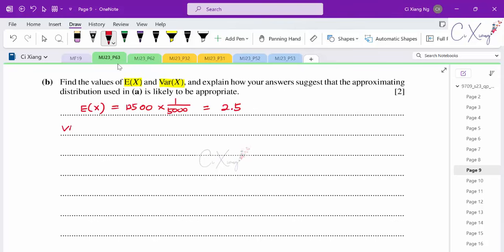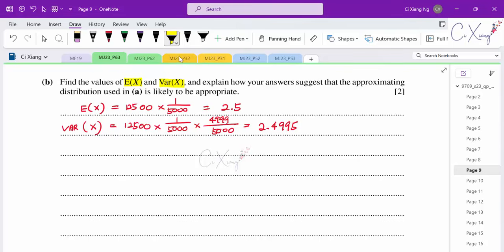Then how about the variance? Okay, so the variance formula is npq, where this is the n, this is the p, and this is the q. When you multiply them together, your npq is actually 2.4995 to be very accurate. So it should be 2.4995. So this is the mean and this is the variance.